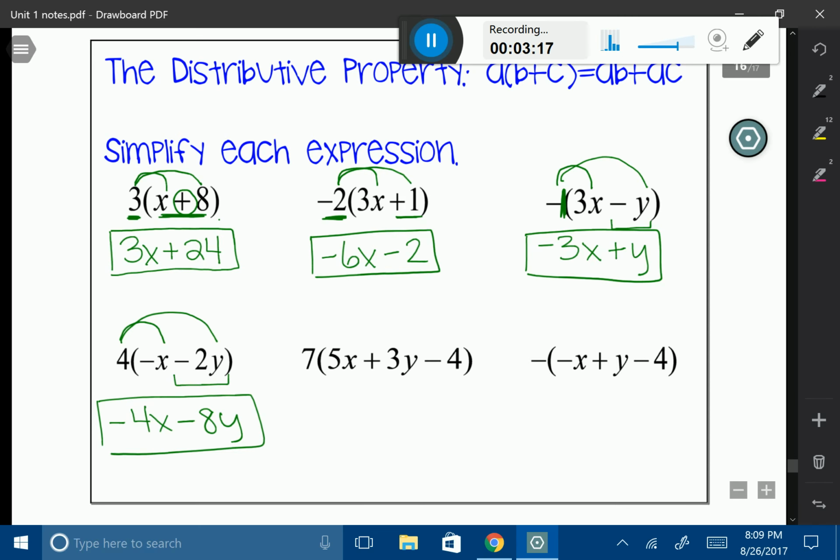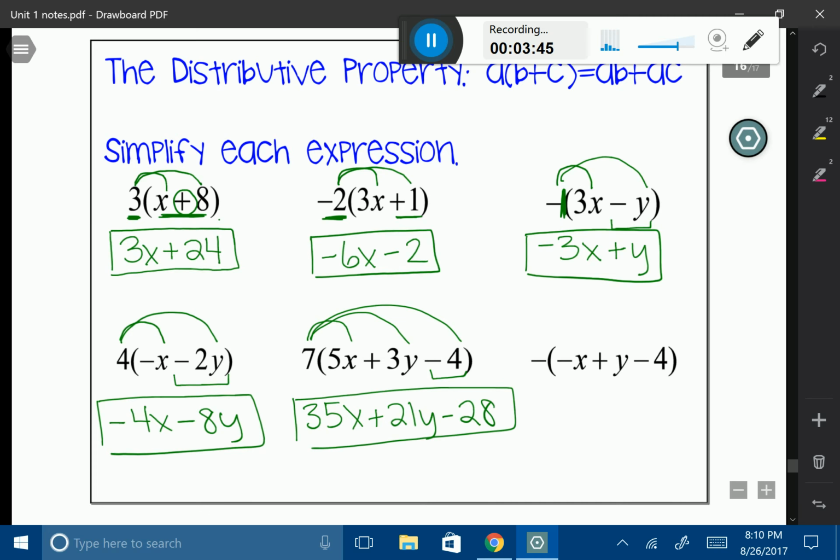Okay, this time I bumped it up a little bit. Now, the 7 is being distributed into 3 terms. So let's go ahead and do that. 7 times 5x is going to give me 35x. 7 times 3y is going to give me 21y. And 7 times negative 4 is going to give me negative 28. And I'm done.